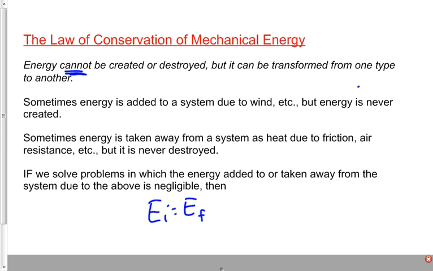Ask yourself three questions. At the beginning of your problem, do I have kinetic energy? Well, if it's moving, you've got kinetic energy. If it's not, you don't. Do I have gravitational potential energy? Well, if it's got a height, you've got gravitational potential energy. If it doesn't, then you don't. Do I have elastic potential energy? Well, if you've got an elastic that's stretched, then you get elastic potential. If you don't, then there isn't.